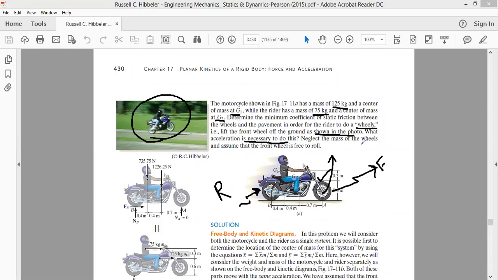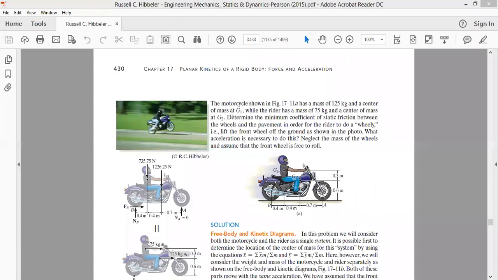Now it says to neglect the mass of the wheels and assume the front wheel is free to roll. That is, you assume that the front wheel is free to roll and the mass of these wheels is negligible. So what do we want? We want the front wheel to go up, the motorcycle to perform the wheelie. First, we have to find the coefficient of friction between the wheels and the pavement, that's the road. Number two, we have to find the acceleration. So we have to find these two things.